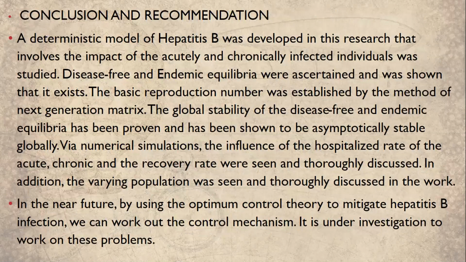Conclusion and recommendation. The deterministic model of hepatitis B developed in this research involves the impact of the acutely and chronically infected individuals. Disease-free and endemic equilibria were ascertained and shown to exist. The basic reproduction number was established by the next generation matrix. The global stability of the disease-free and endemic equilibria has been proven and shown to be asymptotically stable globally. Via numerical simulations, the influence of the hospitalized, acute, chronic, and recovery rates was seen and thoroughly discussed, and in addition, the vaccinated population was seen and thoroughly discussed.